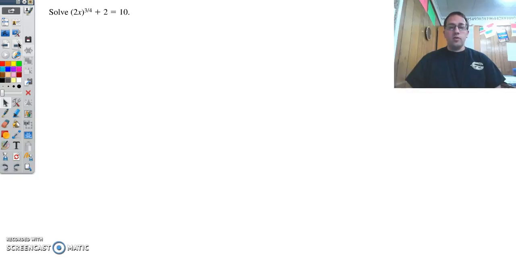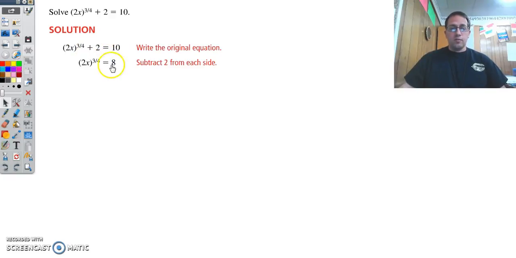So here we have 2x raised to the 3/4 power plus 2 equals 10. And we need to solve for x. So step one, as always, write down the problem. Now what we need to do is isolate this term that has the exponent in it. So that means this plus 2 has to go away. So we're going to subtract 2 from both sides. Now we have 2x to the 3/4 power equals 8.